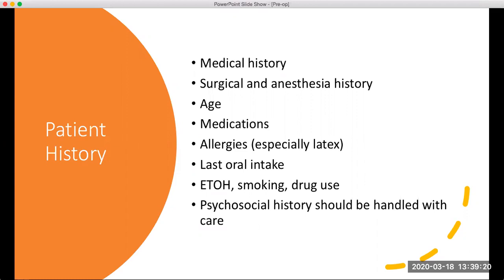Okay, alcohol, that's what ETOH stands for, alcohol, smoking, drug use. We do need to find out about this information in a very non-judgmental way. Sometimes that can be difficult, but in all honesty, as a nurse getting a patient ready for surgery, while I care for you as a human being, I don't care if you drink. I don't care if you smoke. I don't care if you use drugs, because that's not why I'm asking.